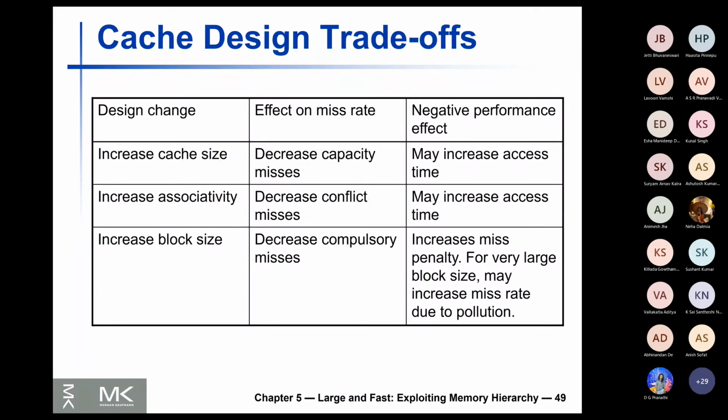Then what about increasing the block size? Compulsory misses might decrease because you are bringing in larger amounts of data in one go, so you probably need not go to memory again and again to bring the next block of data. But it will increase the miss penalty, because although the cache deals with blocks, the memory does not necessarily deal with blocks. The size of the chunk of data that you can read from memory in one go is not necessarily a cache block. This is a very important thing to understand.